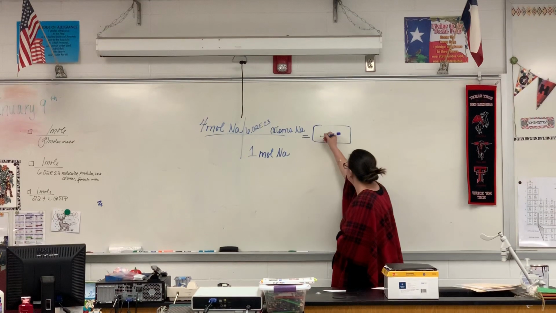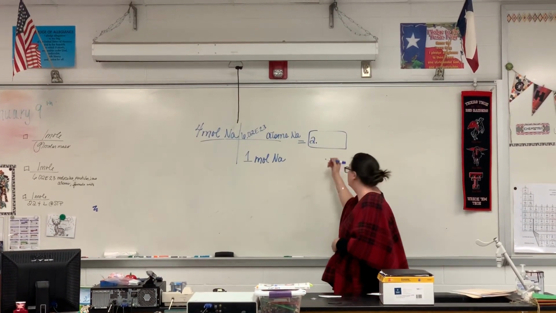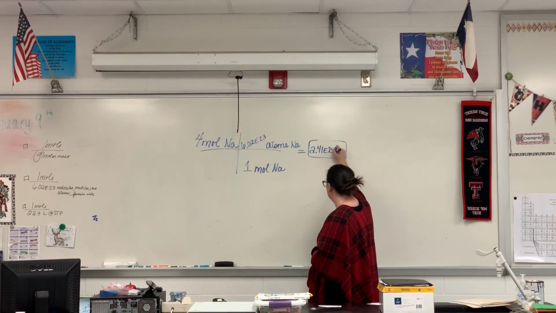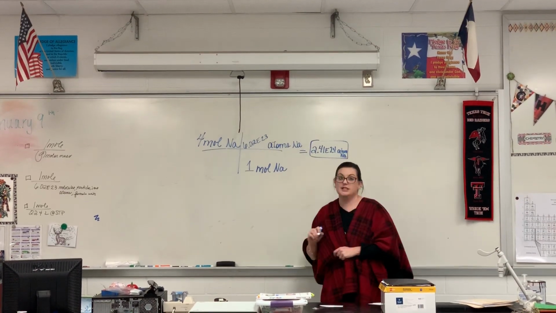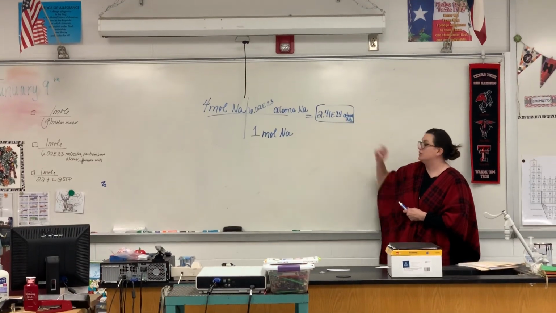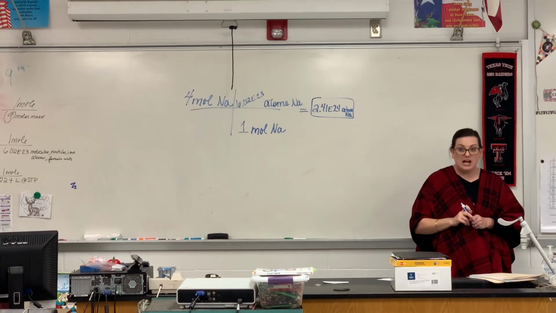2.08 times 10 to 24,000. All right, 2 decimal places. What do we have? 2 point what? 2.41 E 24 atoms of Na. I've seen people do this today. They have the right answer, but they're leaving off their units. And of who? Na, sodium. You have to have all of it.